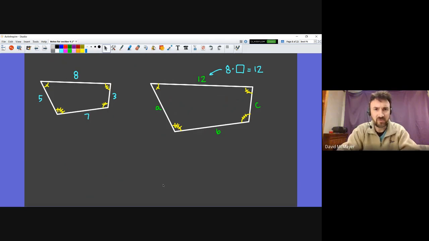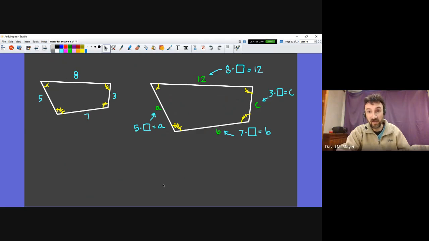So A corresponds with 5. So I could write down 5 multiplied by whatever that box is needs to be the same as that side length A. And then likewise with the other two side lengths, 7 multiplied by whatever that box is is B, and 3 multiplied by whatever that box is is C. Now keep in mind, all those boxes are the same.